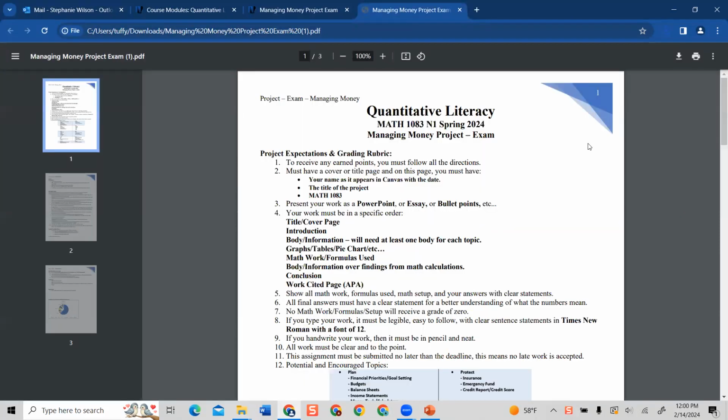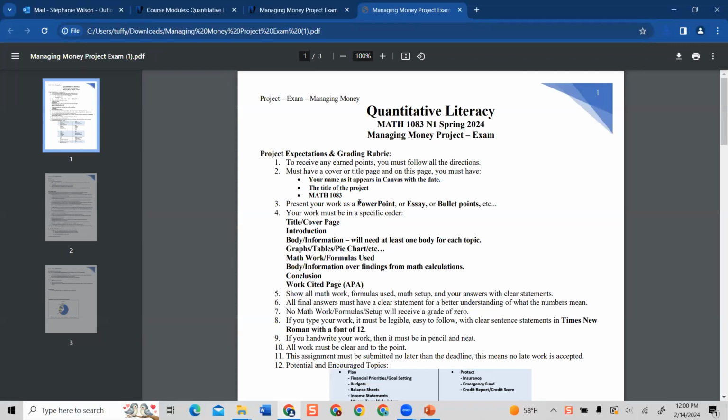I have some expectations for you. In order to receive credit for your earned points, you must complete and follow all the directions. You must have a cover page, and on that cover page, it must have your name as it appears in Canvas and the date. You must have a project title name, and you must have Math 1083. Please put N1, because that's the section. That's Newport section 1, so make sure it goes with it as well.